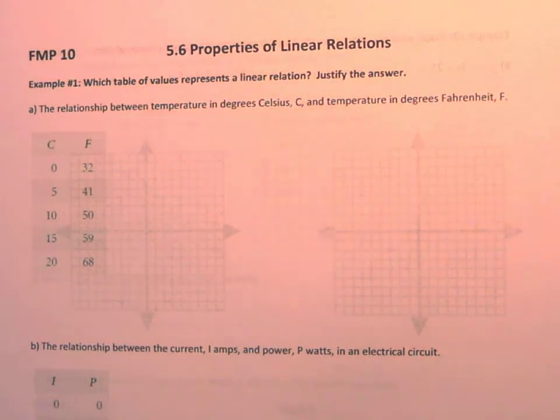Alright, good morning. So right now we are going to go over 5.6/5.7, the last lesson for chapter 5. This really goes over properties of something called linear relations. We've gone over what relations are and different types of relations. Now we're going to go over that word linear there.